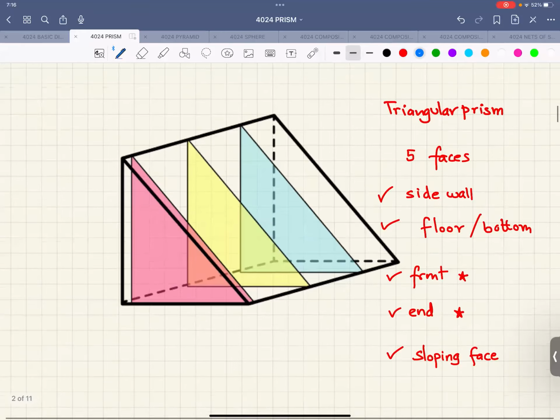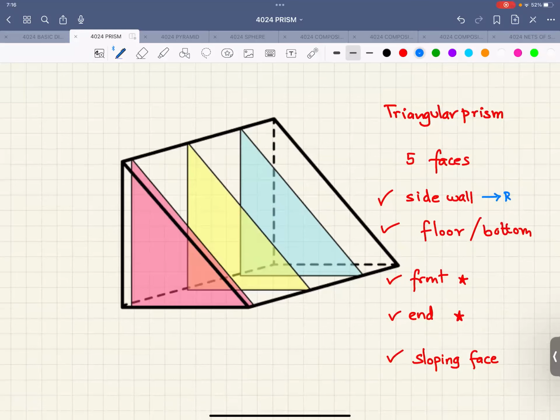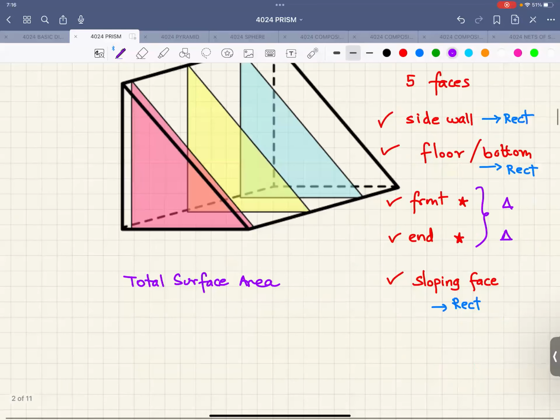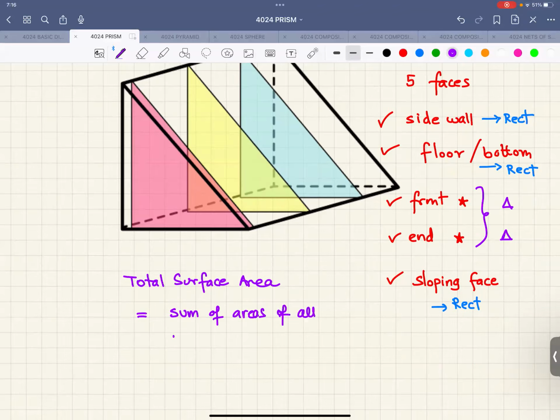Now, if I write further, the side wall is a rectangle. The floor, the bottom, is a rectangle. The sloping face is again a rectangle. And what about the front and the end? They are triangles. So if I'm talking about the total surface area of any prism, in this case a triangular prism, the total surface area is the sum of the areas of all the faces.